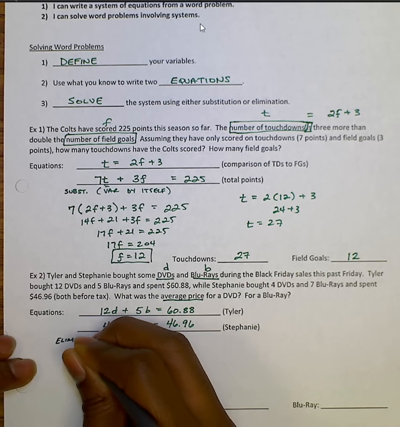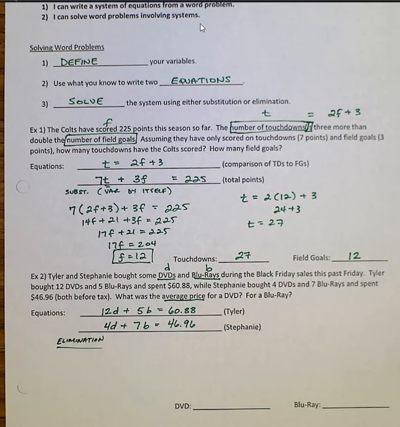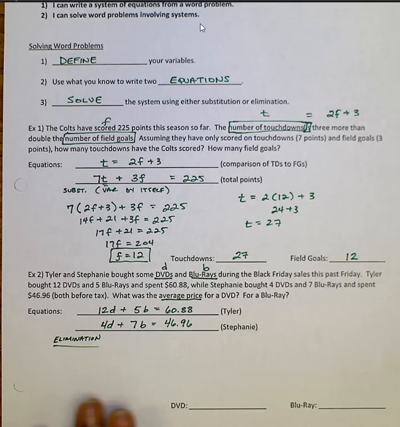Both of these are in standard form, so both variables are on the same side. None of the variables seem like they're really close to being by themselves. So as we do this for standard form, I'm going to try to find which variable is going to be the easiest to eliminate.